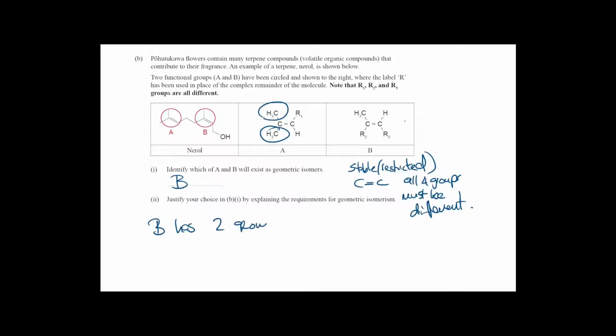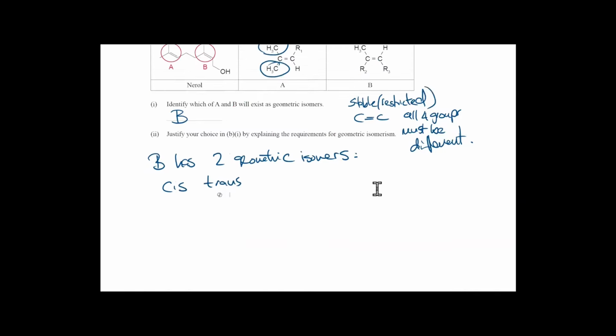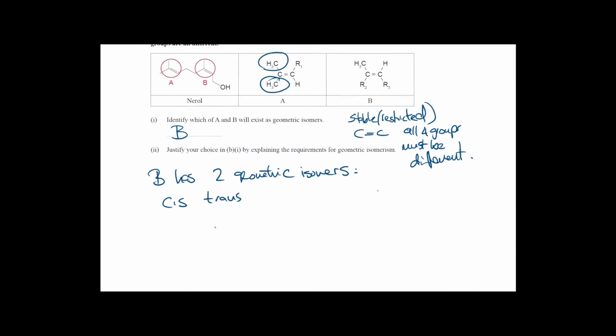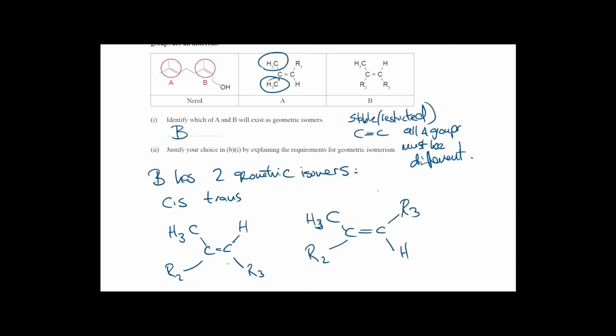So B has two geometric isomers. It has a cis and it has a trans. So it will be H3C, HCC, and then R2, R3, but it can also have the R3 up here. So this would be the cis, this would be the trans. And that's the question.